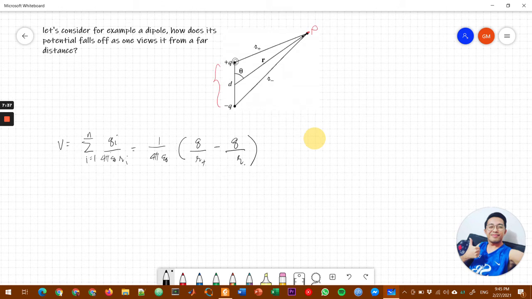Okay? We can further simplify this using this triangle, from Q to the center, and this one. We can use the cosine law. Also for this triangle below. We can use the cosine law to get a relationship between R plus and R minus. So recall the cosine law.